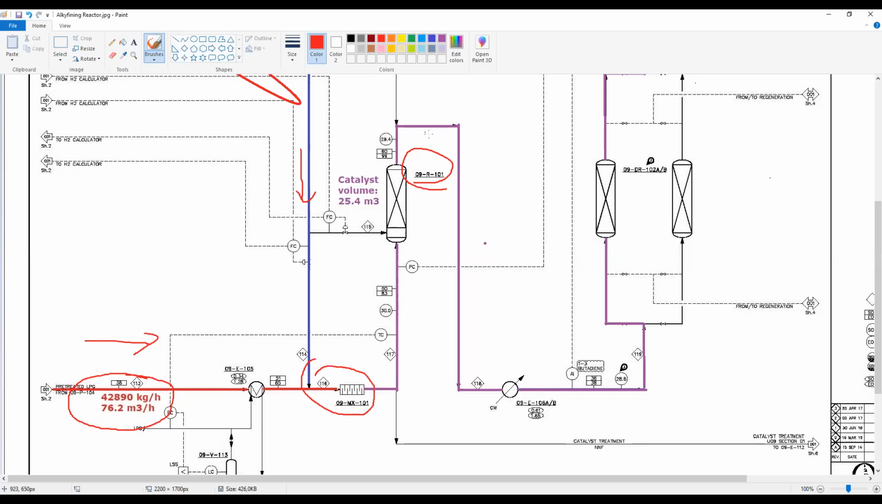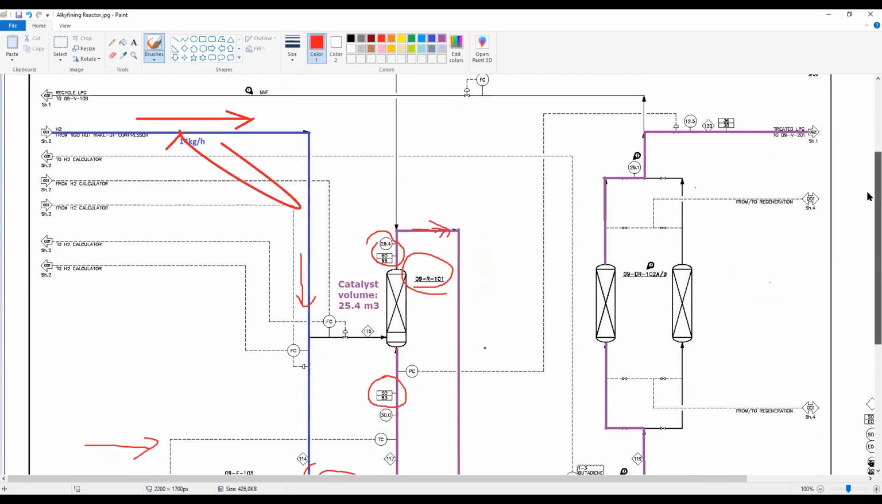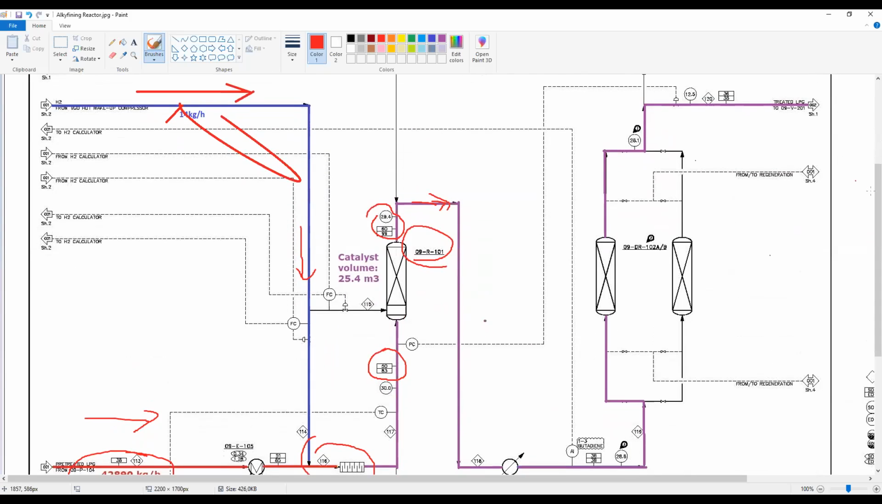Then with these conditions, 50 degrees C at the start of run condition and 83 degrees C at the end of run condition. At the outlet of the reactor, you have this other condition at the top, 60 and 99 for the end of run. And then the outlet of the reactor at the top will go to these absorbers, the final absorbers for the water and sulfur removal before going to the oligomerization section.